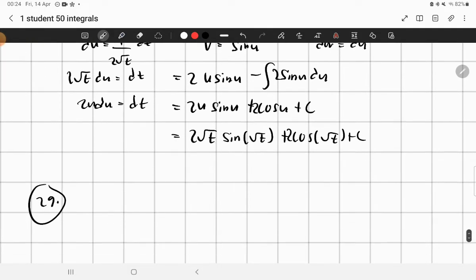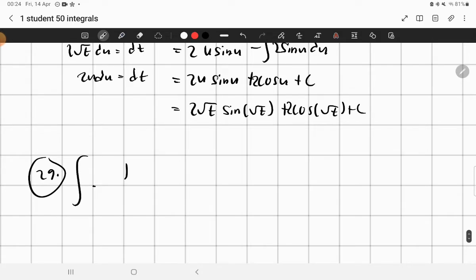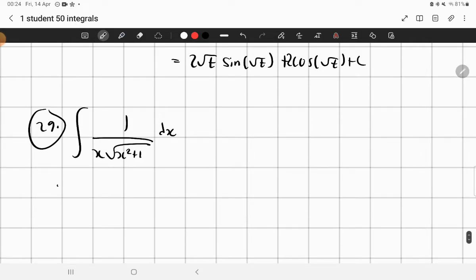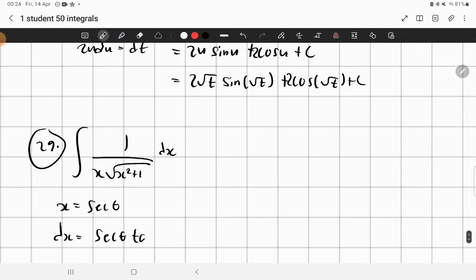So 29 we have the integral of 1 over x square root of x squared plus 1 dx. I believe we could use substitution. Yeah, I think we don't need to do this, but I'm gonna show it just for fun here.